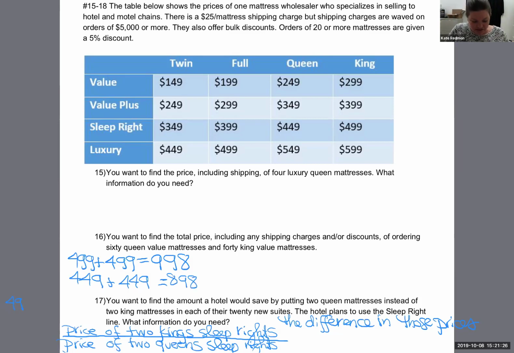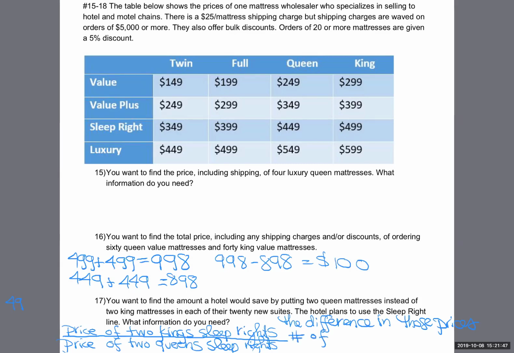And you wanted me to find the difference in those 2 prices, so subtract. So now I get $100. Yay, I'm done. Don't you have to times that by 20? How come I want to times it by 20? Because there's 20 new rooms. Good. So I need to know the number of times I'm saving that amount, the number of rooms I'm doing this in. Yes, you're right. I would have to times it by 20. That's why I started pulling out the numbers. I wanted to make sure we didn't miss a step. Yes, I'd end up saving $2,000. Not that much of a savings. Put in the kings, y'all.